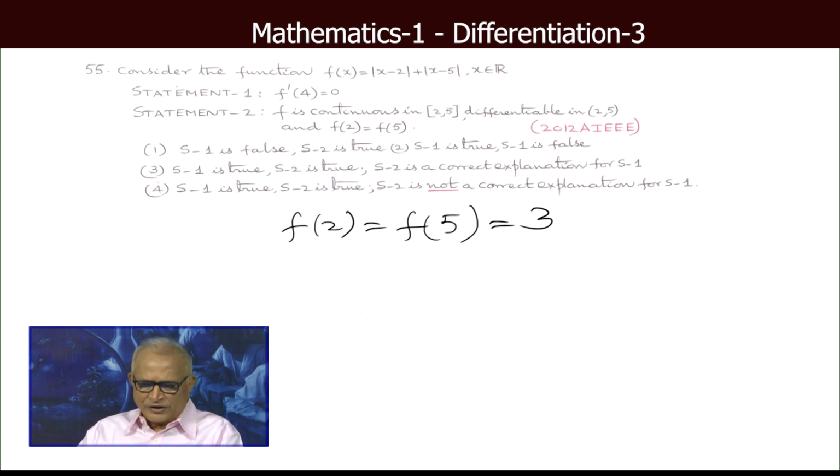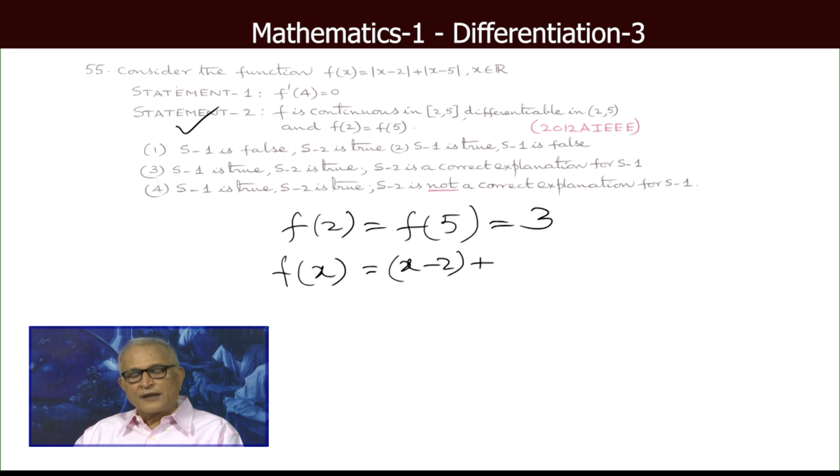But statement 2 is correct. Let us see whether statement 1 is also correct, not using Rolle's theorem, not because of statement 2, but because f(x), for all x in the closed interval [2, 5], x is always greater than or equal to 2, so mod x minus 2 is x minus 2.